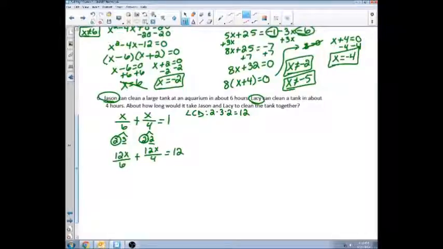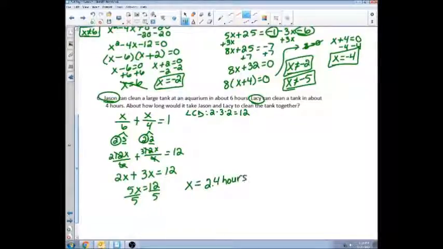I can simplify each fraction individually. 12 divided by 6 would get me 2, so 2x. 12 divided by 4 would get me 3, so 3x will equal 12. Now I can combine like terms, so 5x is equal to 12. If I divide by 5, I get x is equal to 2.4 hours. So it's much faster if they do it together.